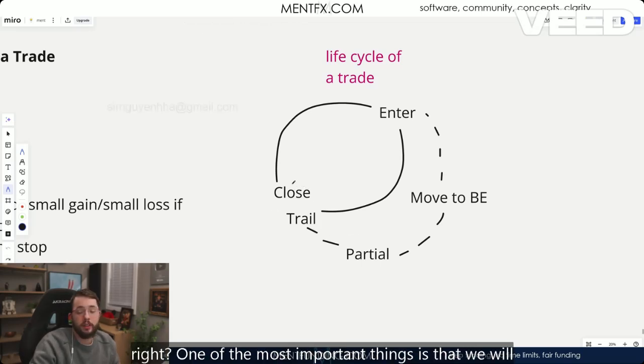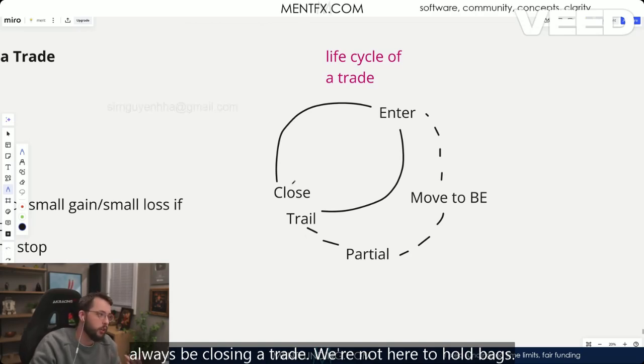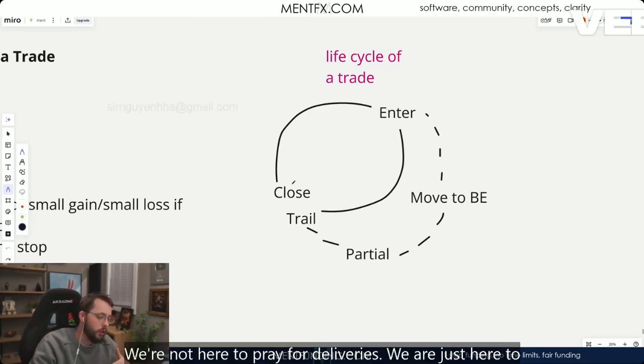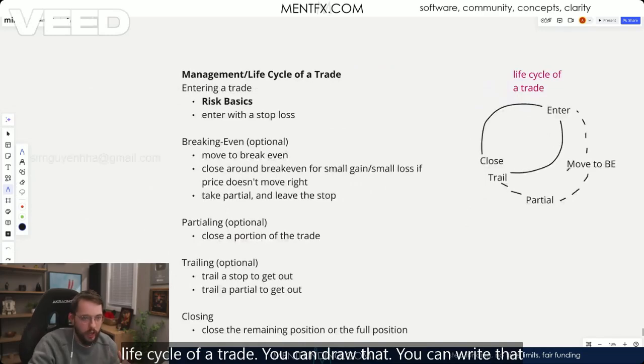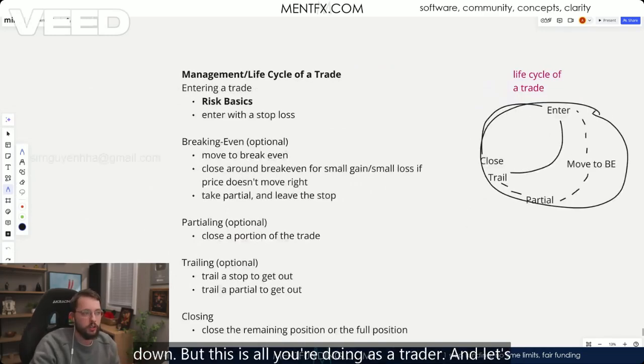All of these, though, lead evidently to a close, always, right? One of the most important things is that we will always be closing a trade. We're not here to hold bags. We're not here to pray for deliveries. We are just here to take our edge out of the market. Okay, so that's the life cycle of a trade. You can draw that, you can write that down, but this is all you're doing as a trader.